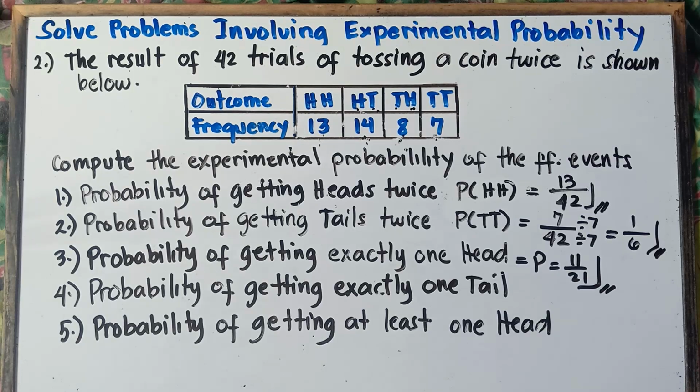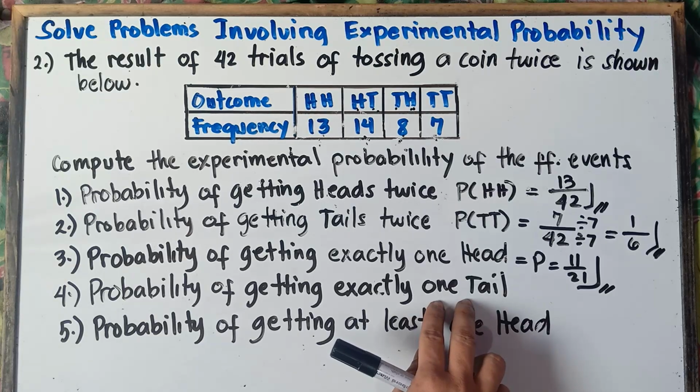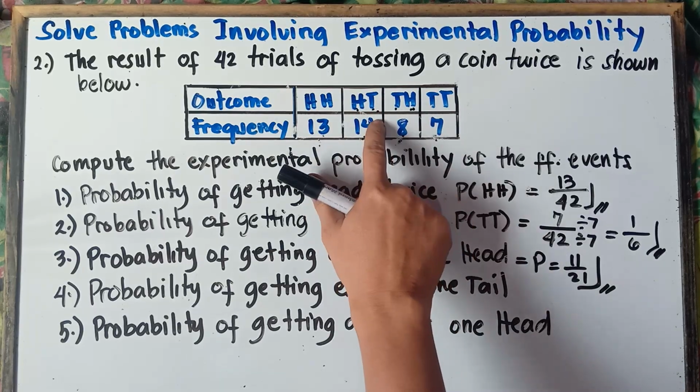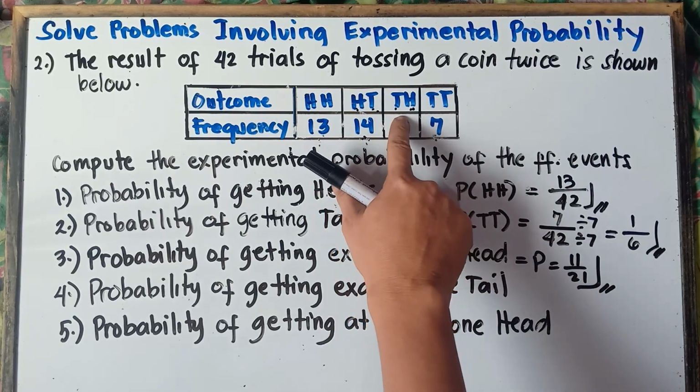Alright, so let's proceed now to example number 4. Probability of getting exactly 1 tail. Of course, class, they will have the same answer, right? Probability of getting exactly 1 tail, they will have the same answer. This one is exactly 1 tail, and this one is exactly 1 tail.